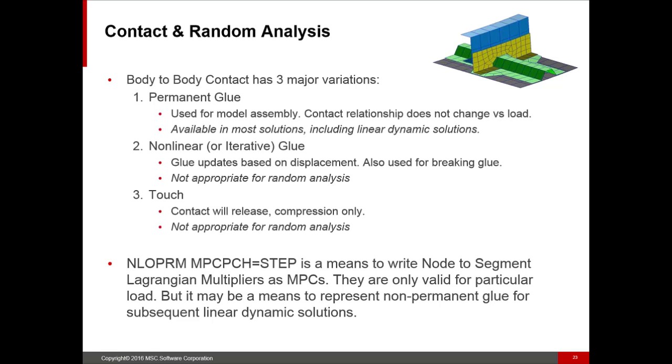So before the analysis starts to run, before load is applied, we'll go ahead and glue the thing together, or glue together different parts, and that'll be basically used for assembly. I won't judge, but there's a way to do, let's say, touch analysis. There's NLPARM, and we can write out what the contact representation is as MPCs. So we write out the Lagrange multipliers for that. Basically, it's a snapshot of what that contact relationship looks like. It's only good for that load, but you can go ahead and take those MPCs, and then you could run these other analyses with that representation.